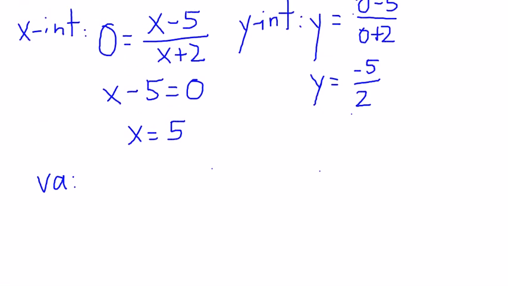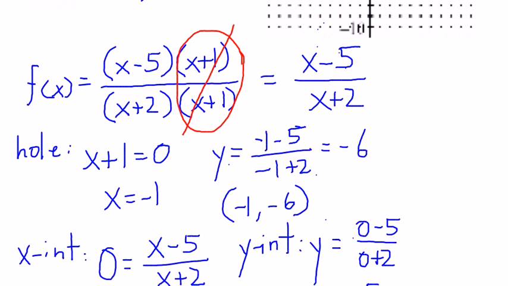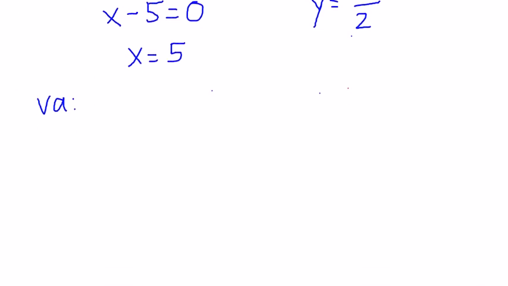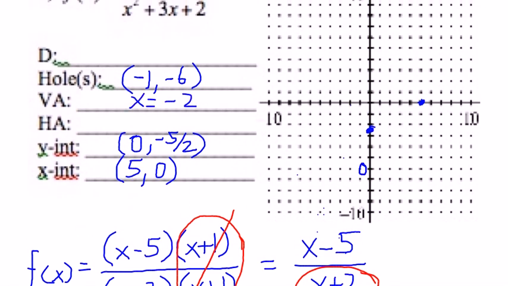To find the vertical asymptote, you take your denominator and set it equal to 0. So here's our denominator, so I'm going to set that equal to 0. So x plus 2 equals 0, x equals negative 2. So that's our vertical asymptote. I'm going to go ahead and graph that.